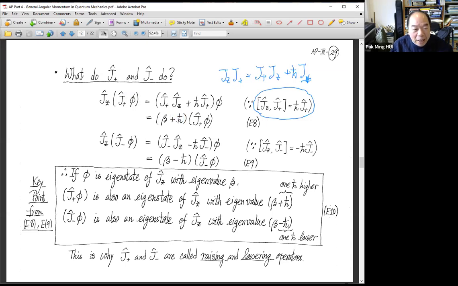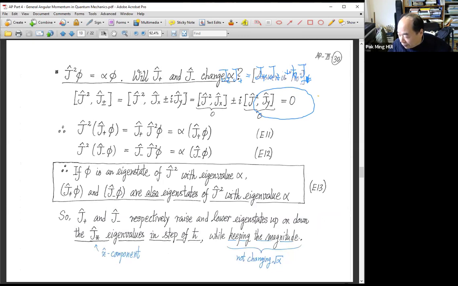Okay. Similarly, you can prove J minus phi is also an eigenstate of the Z component with a new eigenvalue, which is minus H bar lower. That gives us the name. J plus is the raising, J minus is the lowering operator, in the angular momentum sense. So in summary, J plus phi is also an eigenstate of J_z, but now the eigenvalue is 1 unit H bar higher. J minus is 1 unit minus H bar lower. All right.